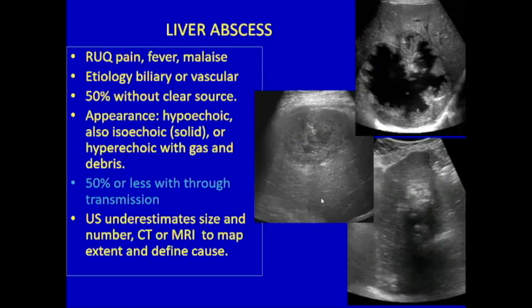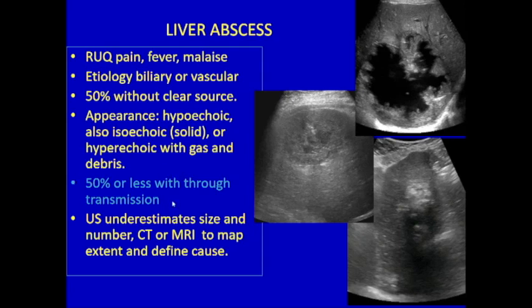Symptomatic, though, liver abscess is the big problem for us, and for me it's a differential. Is it a liver abscess that I'm dealing with, or is it a necrotic met? And that comes up sometimes in your clinical settings. And so here it's really the history. Is there pain, fever, malaise, etc.? Half of them don't have a source, and only about half of them will have through transmission.